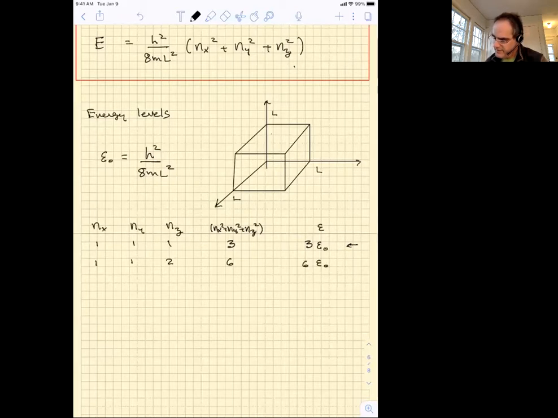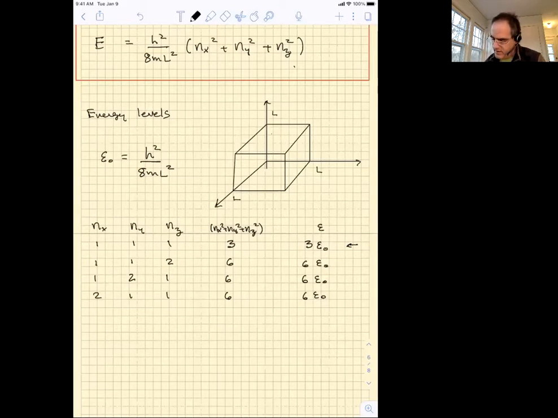But notice, this isn't the only way to get that energy. There are 2 other states that are very similar. The one with ny equals 2 and the one with nx equals 2. And each of these have the same energy of 6 E naught. Okay? These are called degenerate states. Now there are 3 quantum states that have the same energy. This is common in 3-dimensional systems, degeneracy that is, but it doesn't occur in 1-dimensional systems. So it's something new.